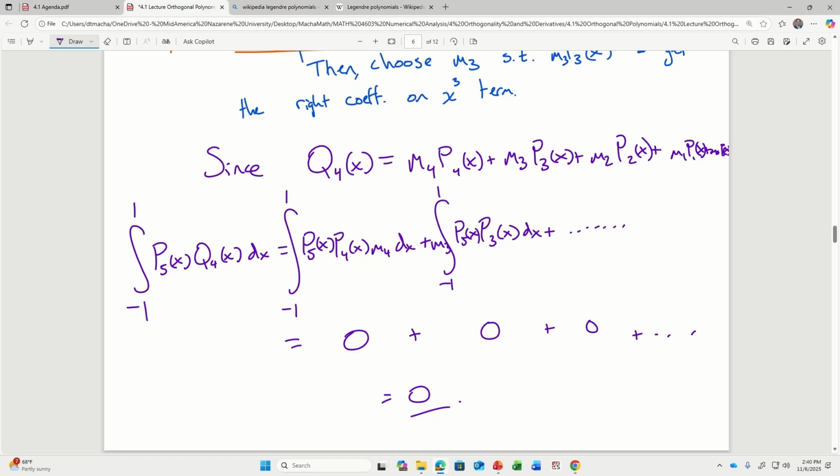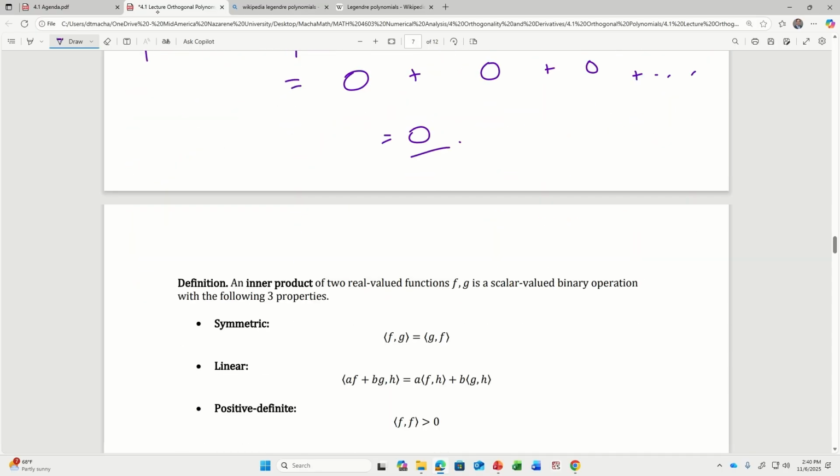So Legendre polynomials are nice because they're not just orthogonal to each other. Every Legendre polynomial is orthogonal to every polynomial that has a degree less than its degree. It's pretty cool. Pretty nice property to have.